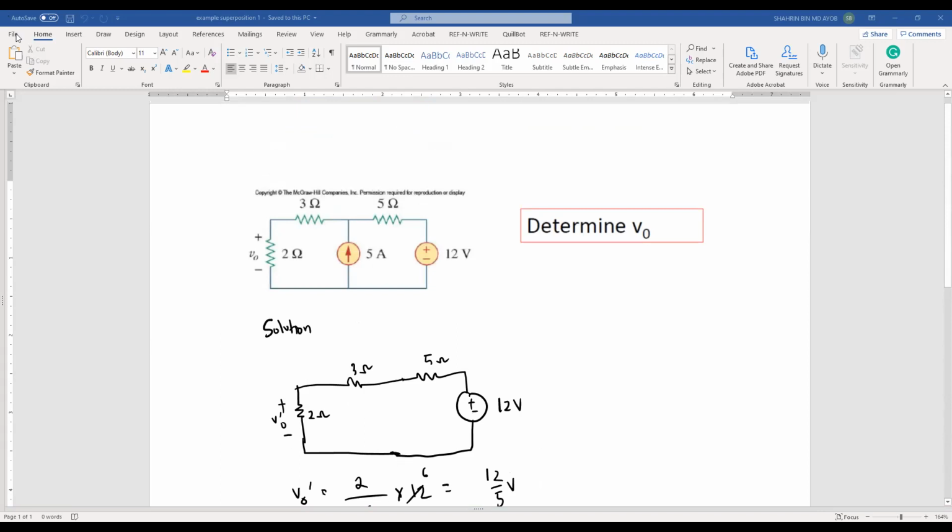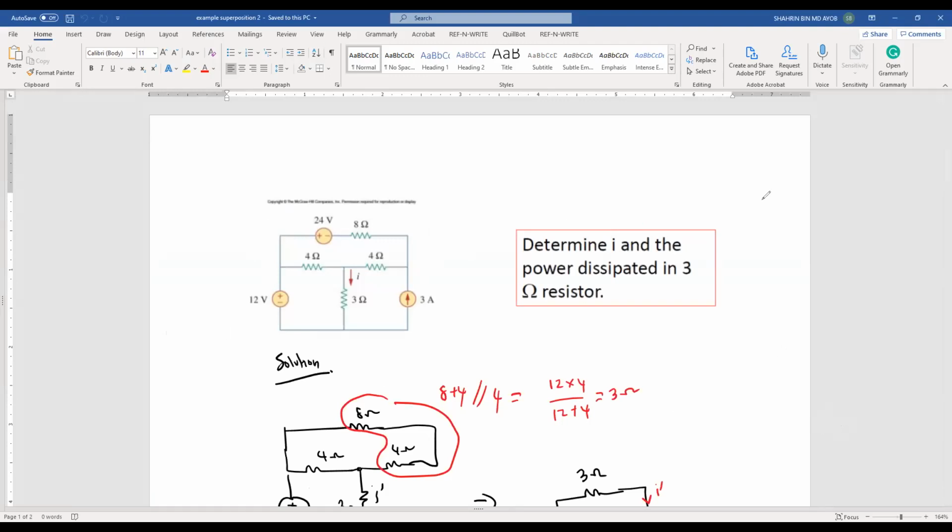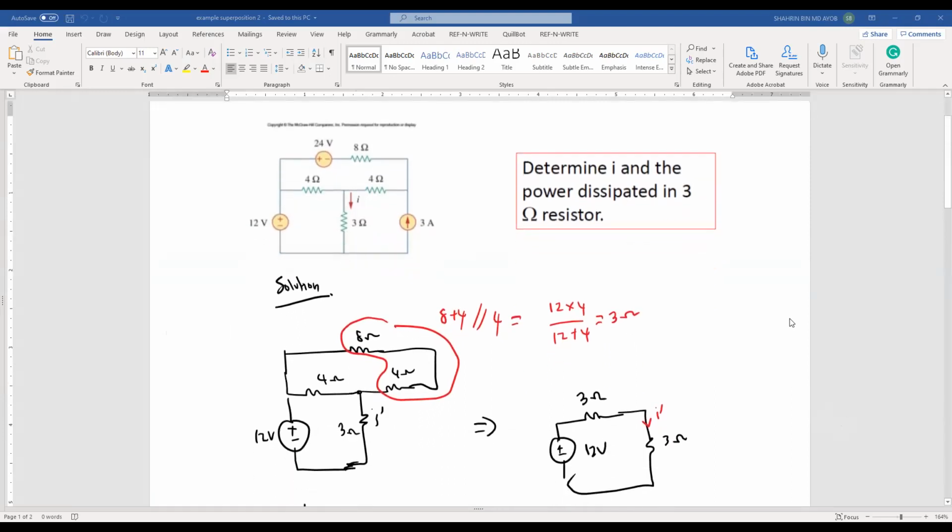Okay, the second example. Okay, so this is the second example of the superposition theorem. As you can see, we have three sources, meaning that you need to do it three times for the same circuit. First of all, I turn off the other two, 24 volt and 3 amps, so the circuit will become like this. The voltage source becomes short circuit and the current source is open circuit.